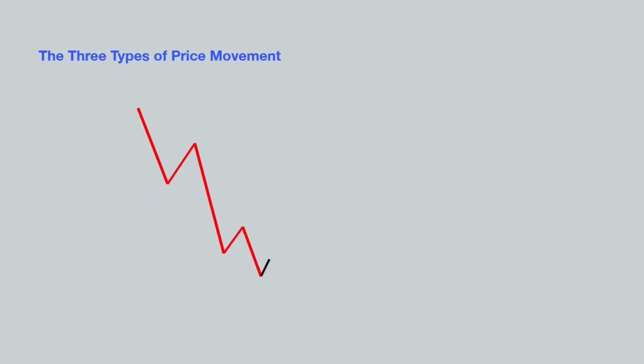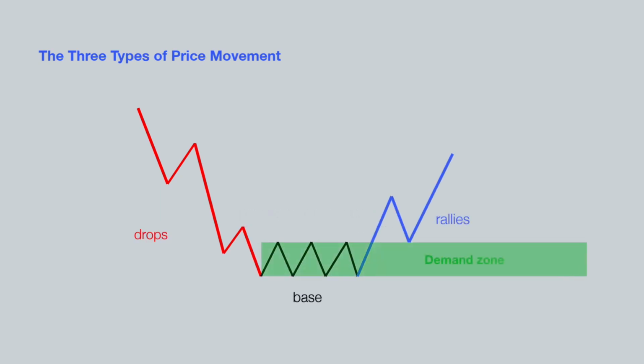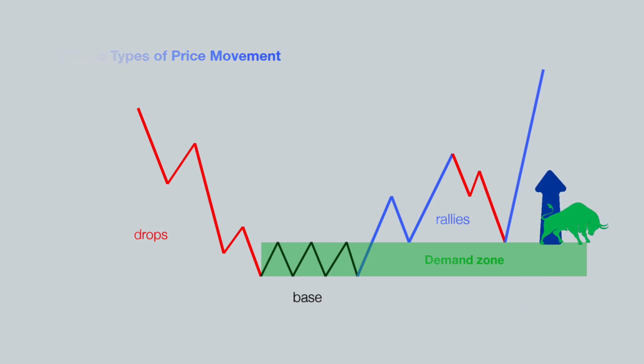If the price drops, forms a base and then rallies, breaking the previous high, this creates a demand zone. Here's why. The base is where buyers and sellers fought for control. When buyers won, the price rallied. If the price ever returns to this demand zone, there's a high chance it will rally again because this is where buyers showed their strength.